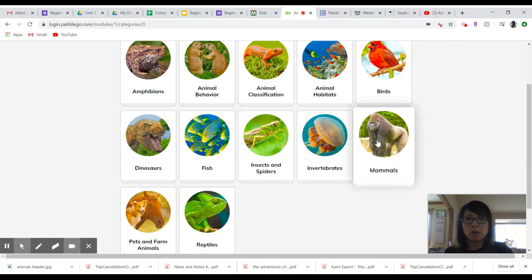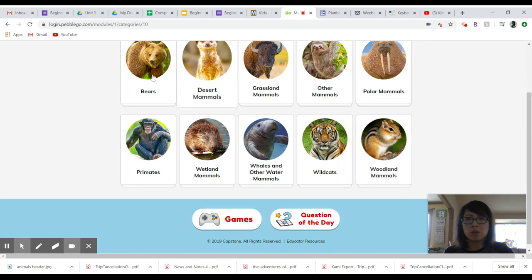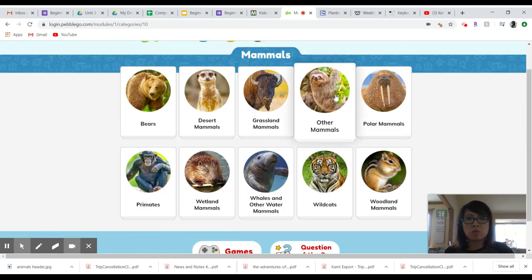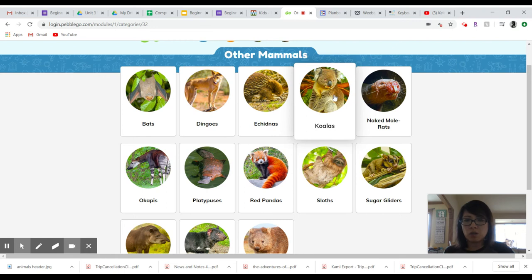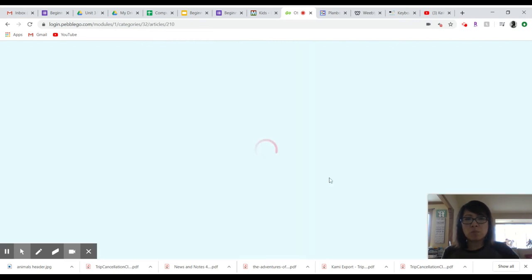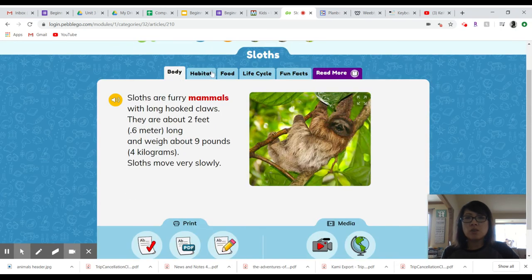a mammal. Okay, so you can click on the mammals page and then choose an animal from that page. Now, I know we kind of talked about sloths, so maybe let's go into this other mammal section and see if they have a page on sloths. Oh, right here. All right, so here's the sloths page. Okay, and as you can see on this page, there are all these different topics within that sloths page.